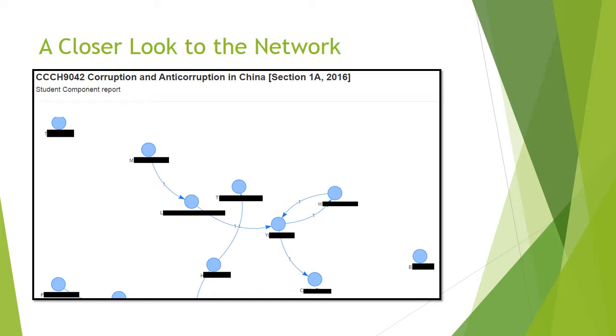An arrow pointing from one student, like student M, to another student L, means that student M has replied to student L's post. Moreover, the number on the arrow is how many times such an interaction has occurred. The thicker the arrow, the more interactive the two students are on the forum.